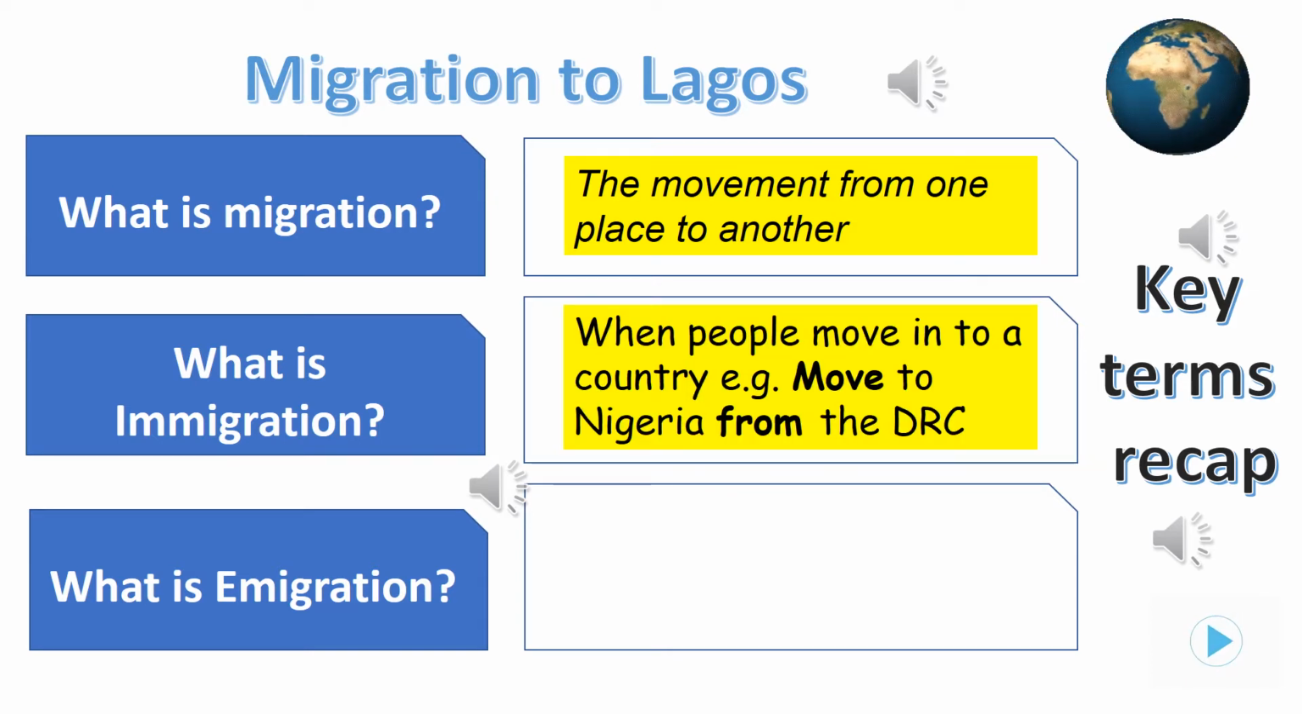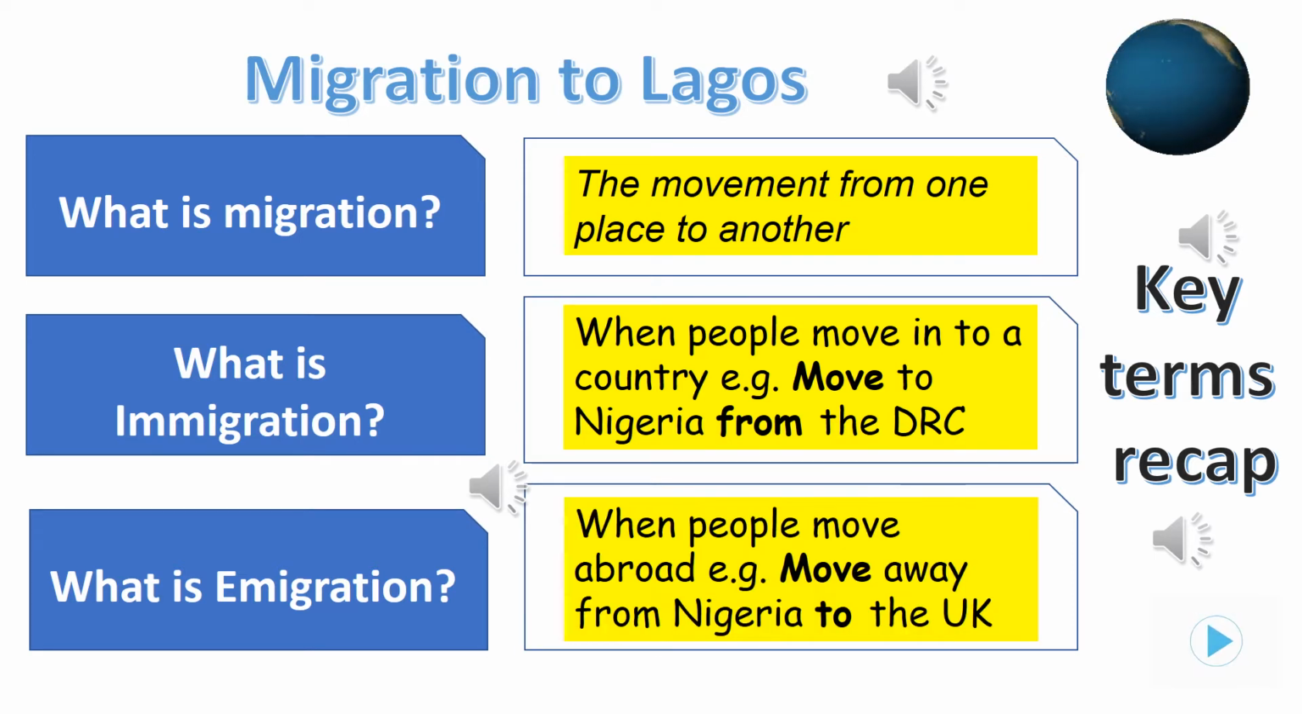Immigration is when people move to live in another country, such as people travelling from the DRC to go and live in Nigeria. The opposite term is emigration. This is when people move abroad to live, such as people leaving Nigeria to come and live here in the UK. Pause the show now, ensuring you know these key terms before moving on.